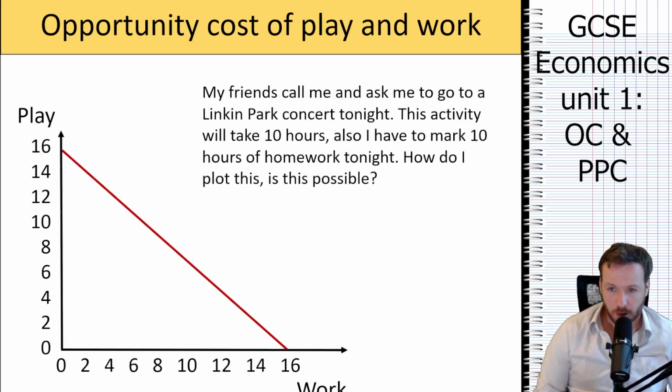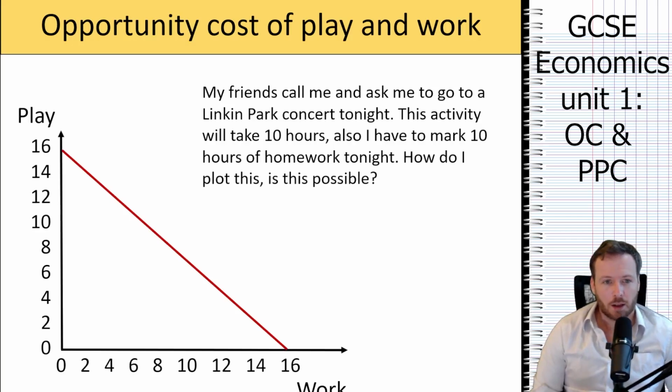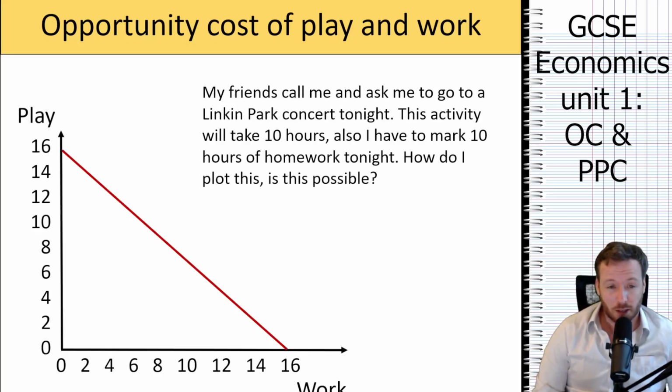Now, what happens if my friends say, okay, I need to go to a concert with them at nighttime. I want to go see Linkin Park. And they have a new female singer, I believe. And we have a choice. I need to mark 10 hours of economics homework or go to this activity with them for 10 hours. But I want to do both. And that's 20 hours. I only have 16 hours in a day. Is there a way out of this for me?